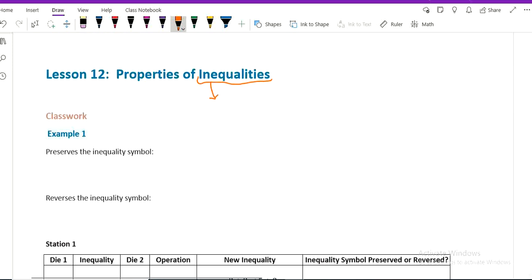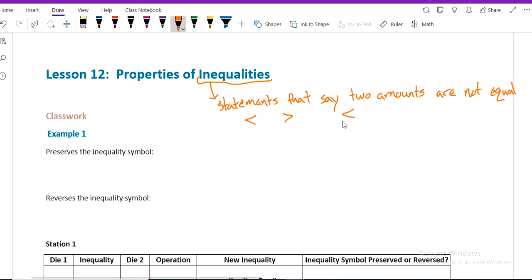So we'll say statements that tell us two things are not equal. So there we have statements that say two amounts are not equal. There are four types of inequalities we'll talk about in this one. The first one will be less than. Then there's greater than, less than or equal to, and greater than or equal to. There we go, we have those down. So that was just a little review for us.